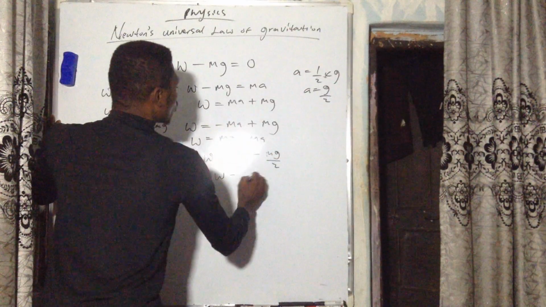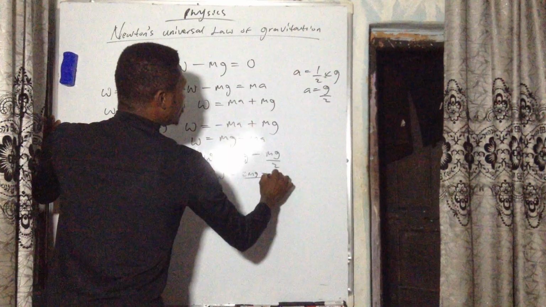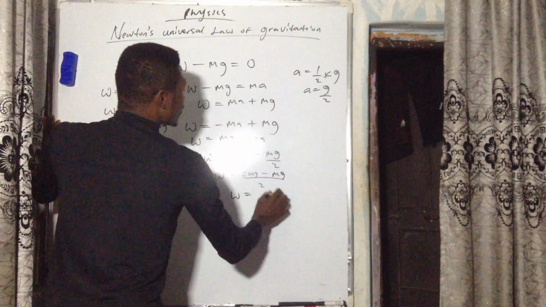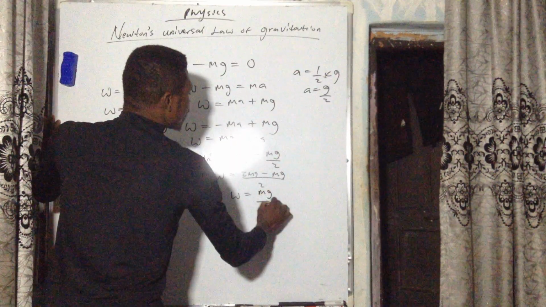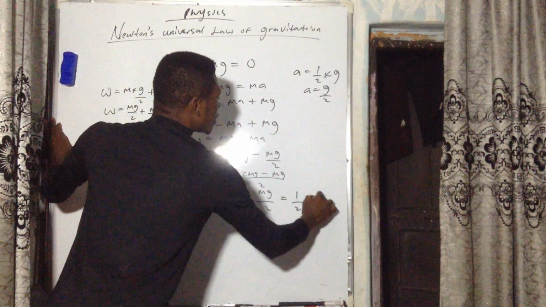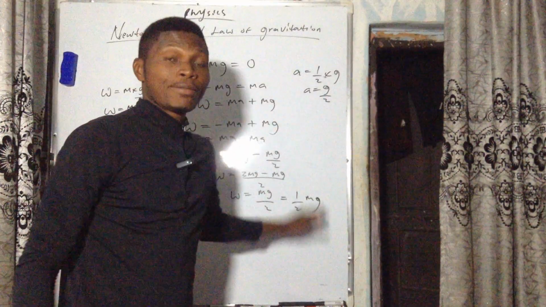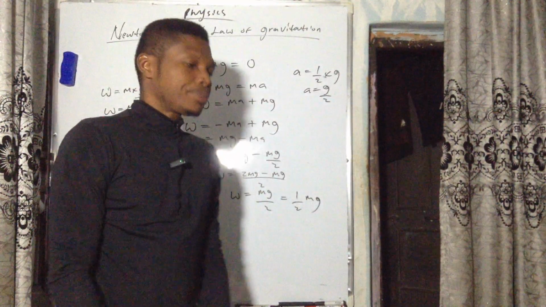So equal to what? That is 2 mg minus mg. Okay? So which will give us mg over 2. Do you see? So it will be half your weight. That is, as you are going down with this acceleration, you will feel half your weight. Do you see what is happening now?